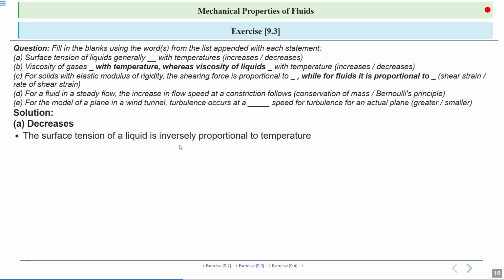The surface tension of liquid is inversely proportional to temperature. All right.